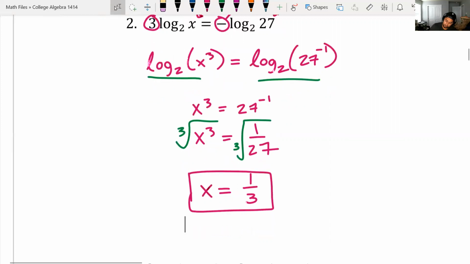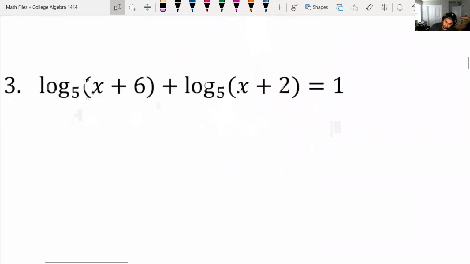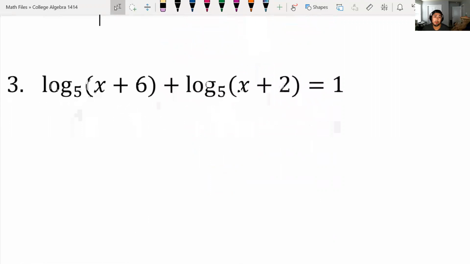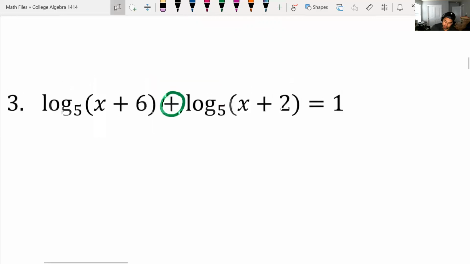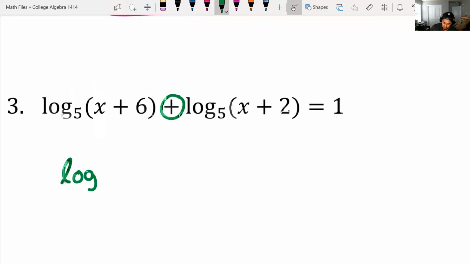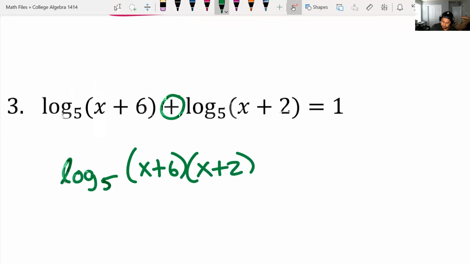Okay. All right, next, log base 5 of x plus 6 plus log base 5 of x plus 2 equal to 1. So this one we need to combine into one single logarithm. So we see that these are connected by addition and are the same base. So this means we're going to use the product to sum backwards. So we're using sum to product. So this will become log base 5 of x plus 6 times x plus 2 equal to 1. So we have just put them together by the sum to product, right?